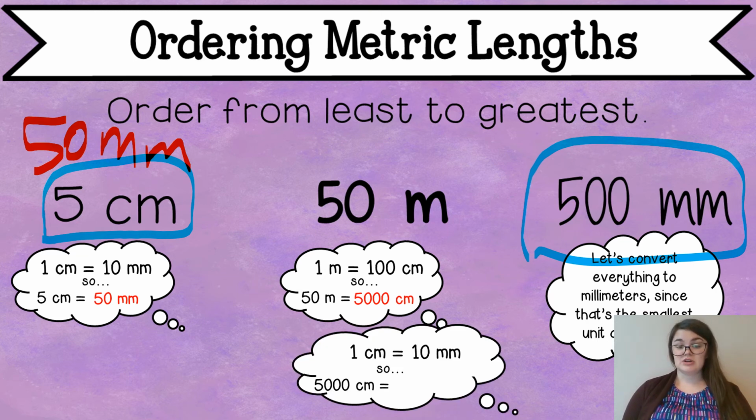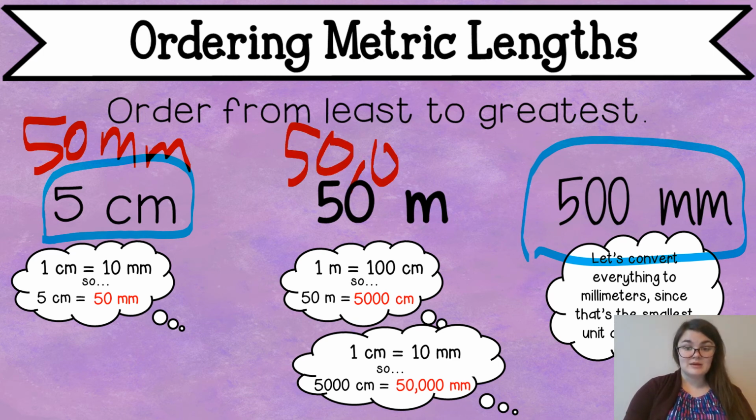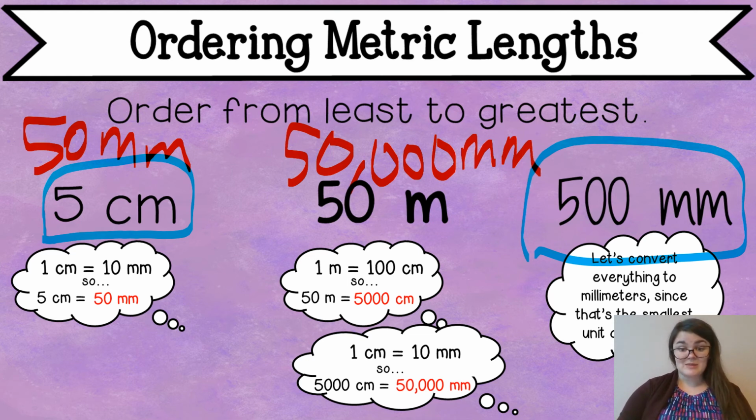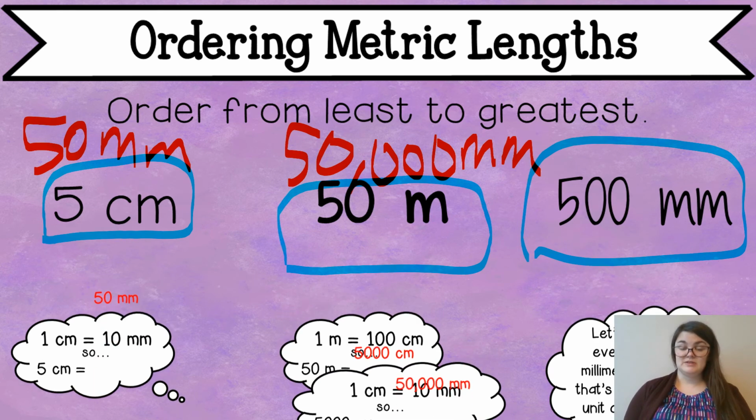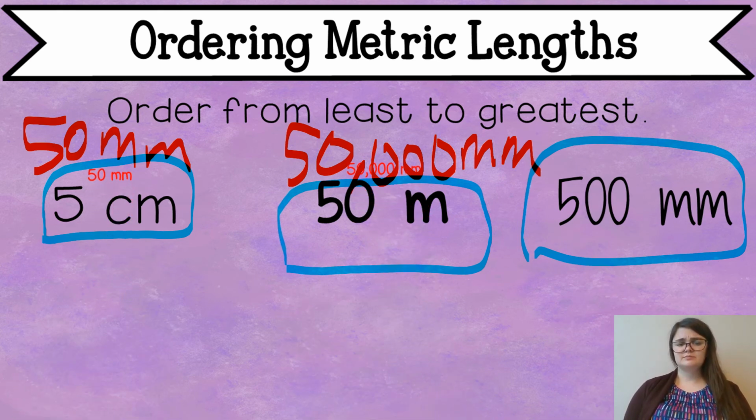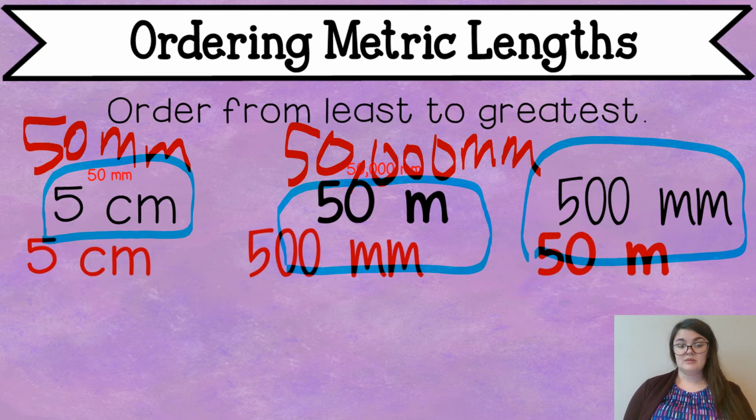Now I'm going to turn my 5,000 centimeters into millimeters by adding another zero, like multiplying by 10. So my answer is 50,000 millimeters for 50 meters. That means that my biggest number by far, or my greatest number, has to be 50 meters. And now that I know all of this information and all of my units are converted into millimeters, I can compare them now and put them in the right order.